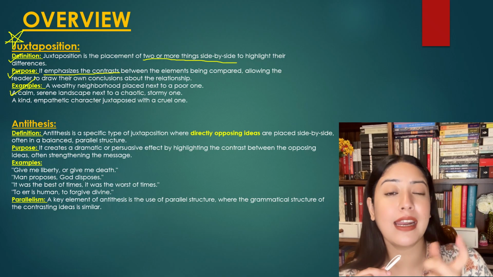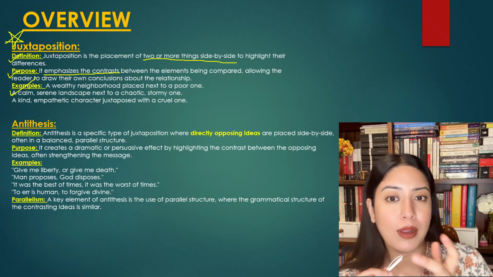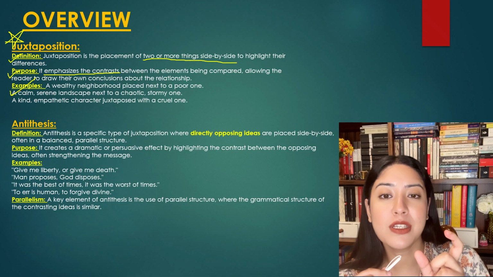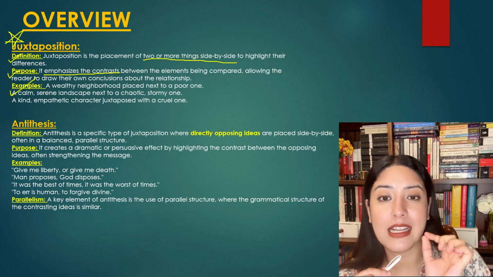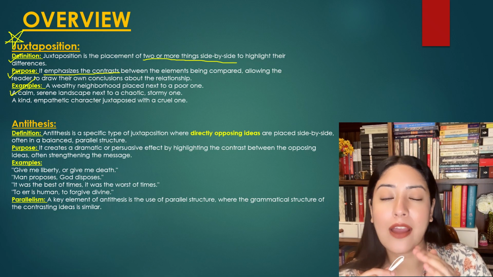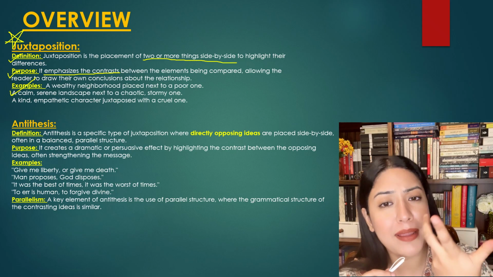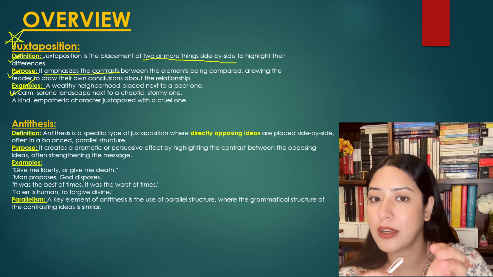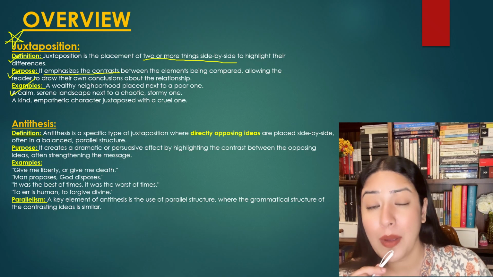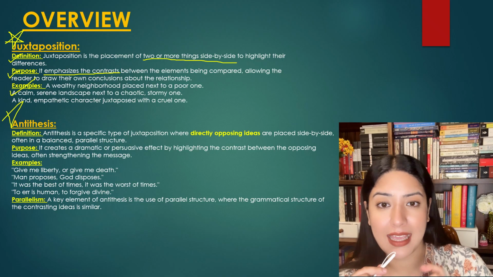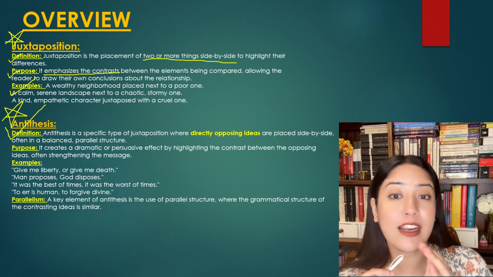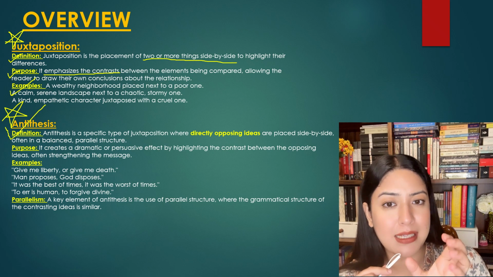It does not have to be direct opposites like light and dark, like cruel and good, not like that. It can be anything that is different from each other but placed side by side. I'm repeating it again, in juxtaposition, it does not have to be direct opposites. It can be anything, two different things put side by side for impact. Now, antithesis, the main thing over here is direct opposites. For juxtaposition, it does not have to be direct opposites. It can be anything put side by side for impact.